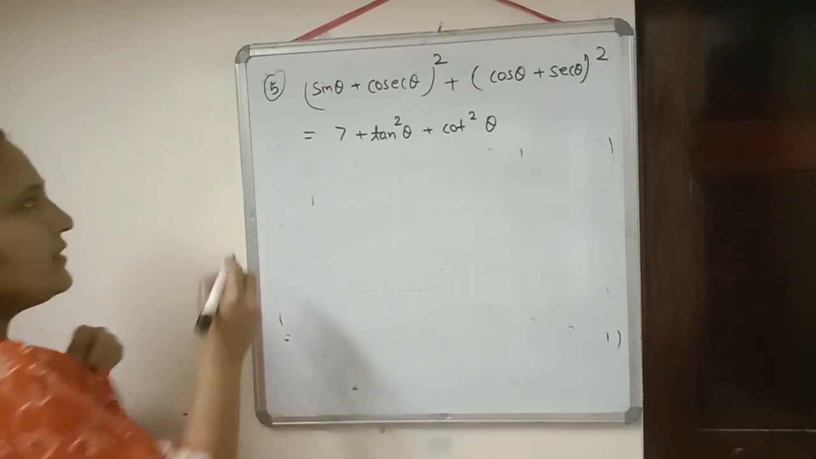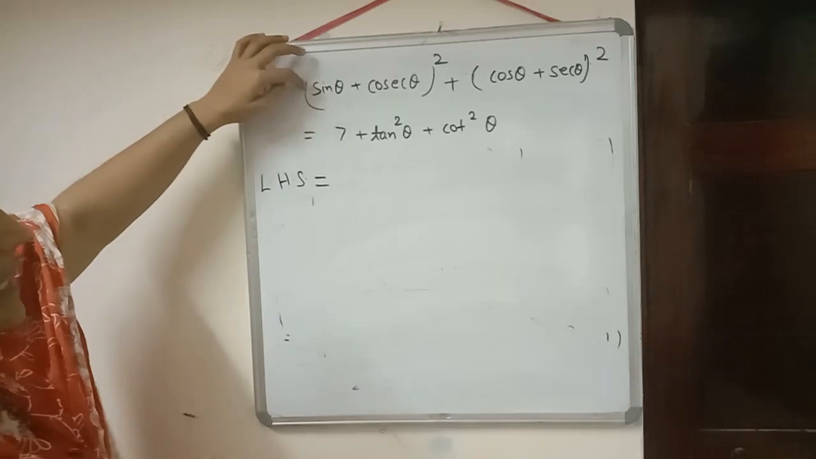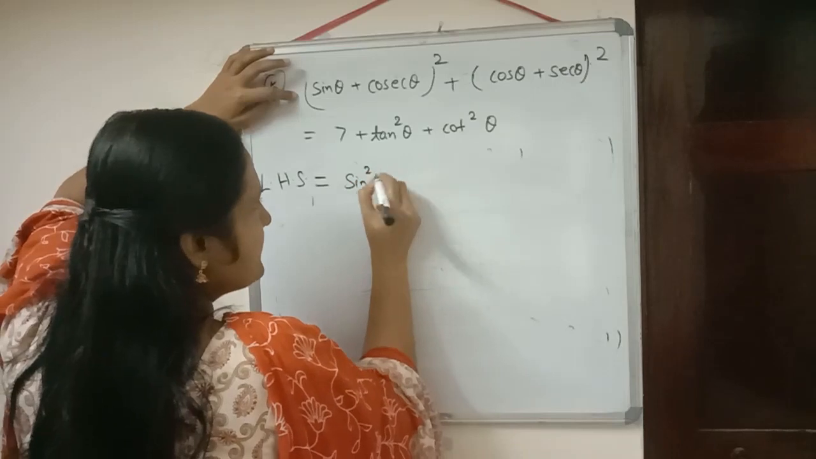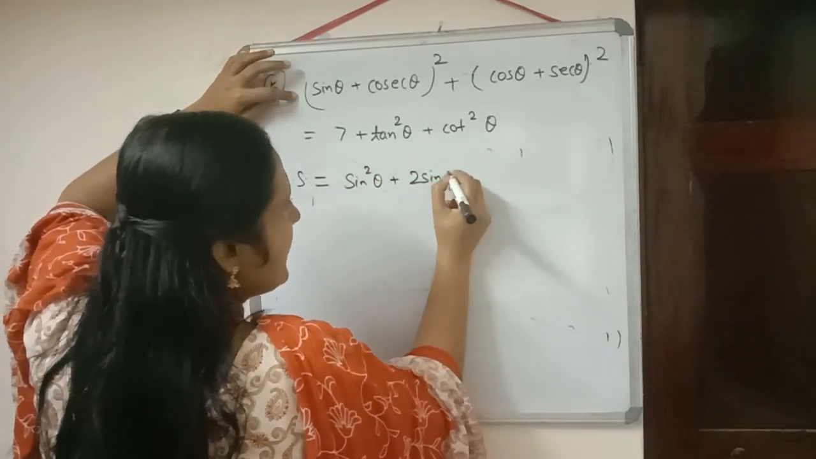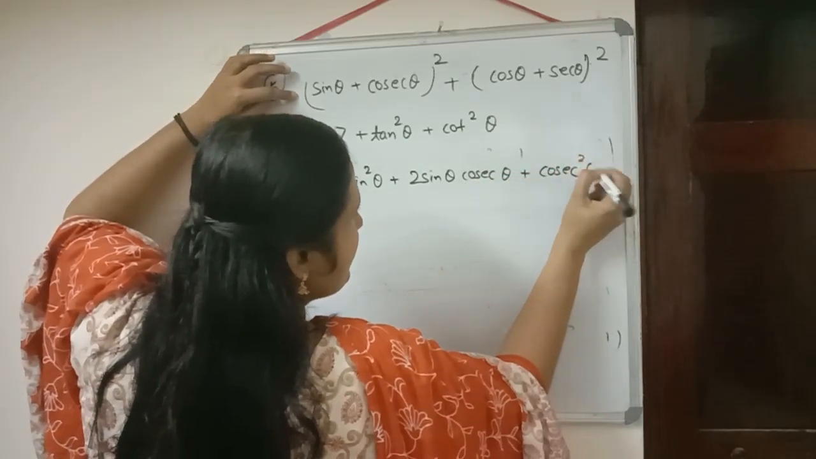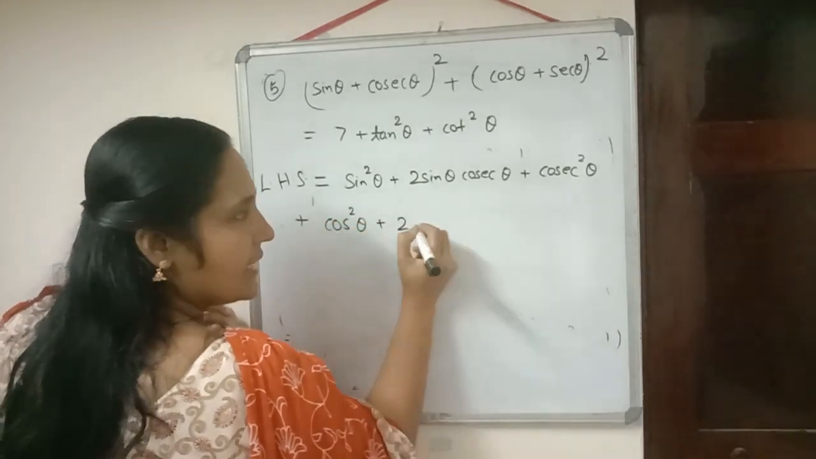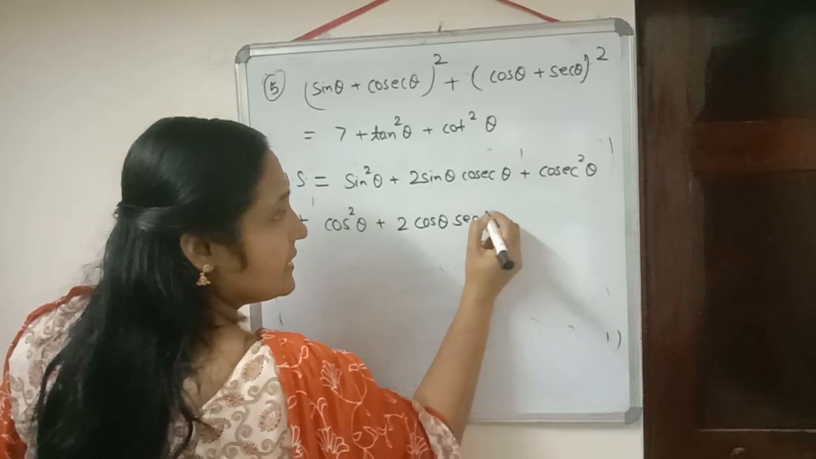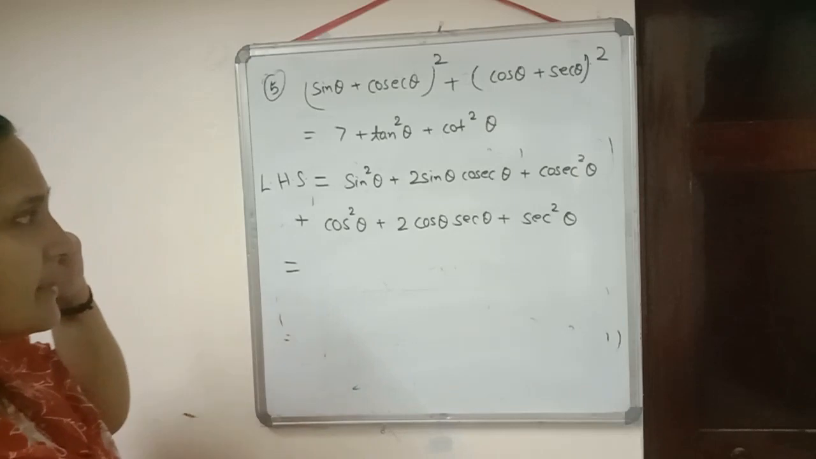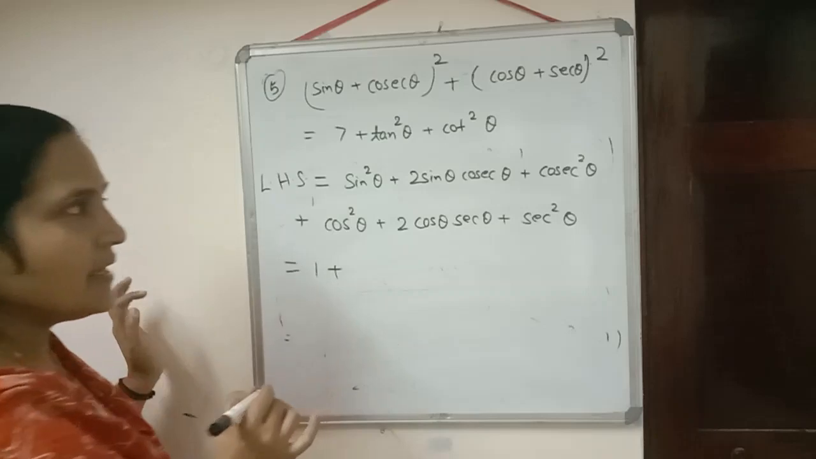So once again what we can do first, we can expand the terms using identity. Sin theta plus cosec theta the whole square. So you can check, it will come sin square theta plus 2 sin theta into cosec theta plus cosec square theta plus cos square theta plus, yes, 2 cos theta into sec theta plus sec square theta. Anywhere we can use some identity? Yes, sin square theta plus cos square theta is 1. So we got here 1.